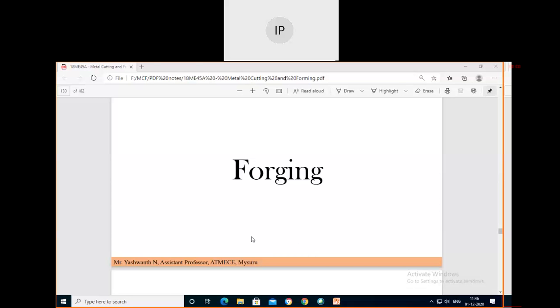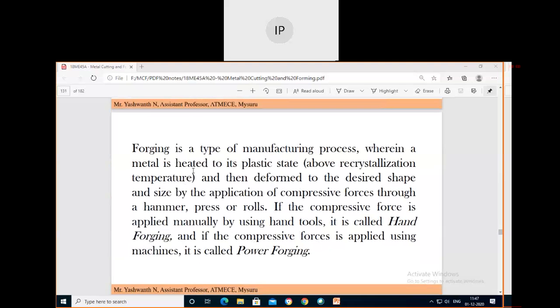Understood? In forging, the workpiece is compressed between two opposing dies so that the die shape is imparted to the workpiece. Forging is a type of manufacturing process wherein a metal is heated to its plastic state, that means above recrystallization temperature, and then deformed to the desired shape and size by the application of compressive forces. Forging is one type of manufacturing process that comes under metal forming, without removing material from the object. The metal should be formed with the required size and shape.